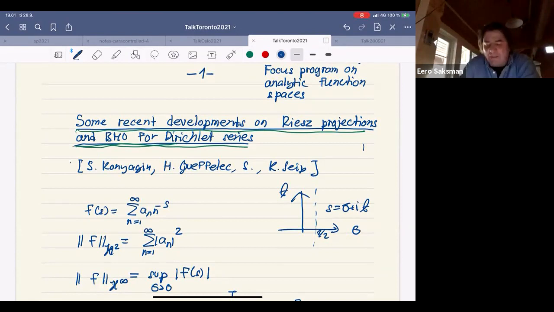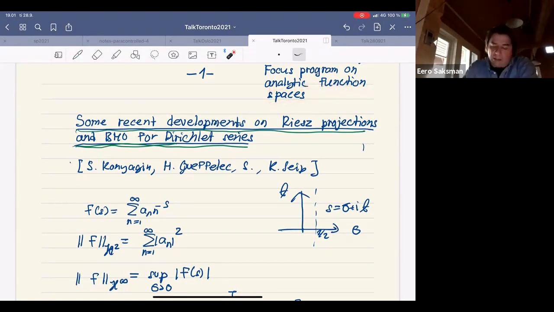Okay. So I will tell you about a joint paper with Sergei Konyagin, Hervé Queffélec, and Christian Seip, and it's supposed to appear fairly soon. But at least it's been a preprint already for some time. And I don't know exactly how much I can tell you about BMO. So somehow I put this BMO here. I can maybe make some remarks on BMO related to these things, to try to have some connection. It's more like analytic function spaces.